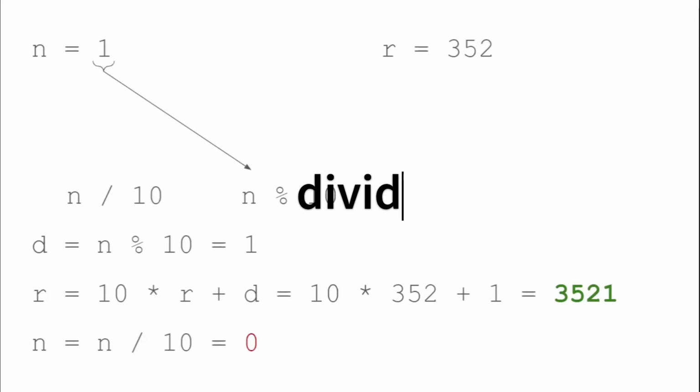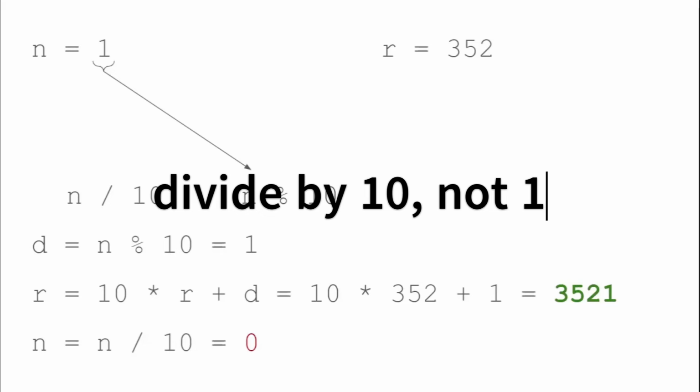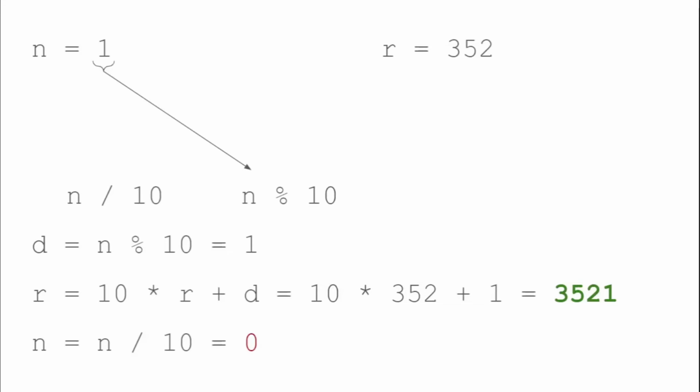Now at the end, the value of n is 1. If we divide n by 10, then we are left with 0, which will be the new value of n, and that means this is our last iteration. The remainder is 1, which is the value of d. r will be 10 times r plus d. The initial value of r is 352. Now since n is 0, we won't iterate any further and our value of r is the reverse of n. So the reverse of n is 3, 5, 2, 1.